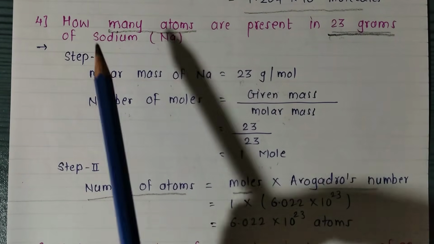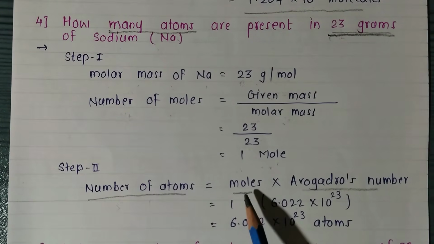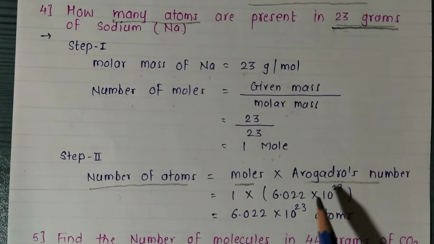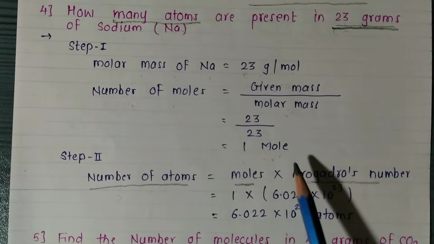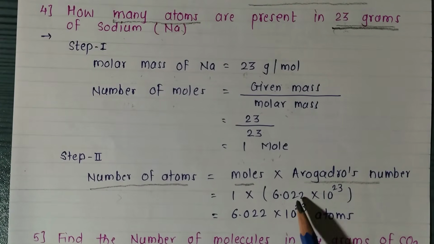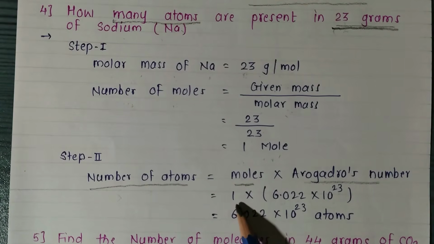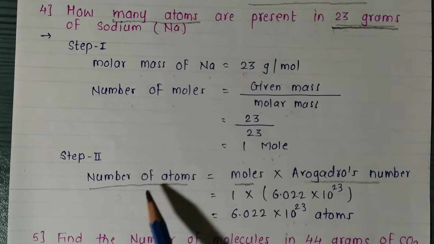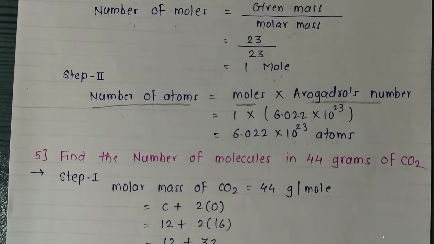So we have to calculate the number of atoms. How do we calculate it? We know the formula, moles into Avogadro's number. The value of moles is 1 and Avogadro's number is 6.022 into 10 raised to 23. When we multiply this value with 1, it remains the same value. So the number of atoms is 6.022 into 10 raised to 23 atoms.